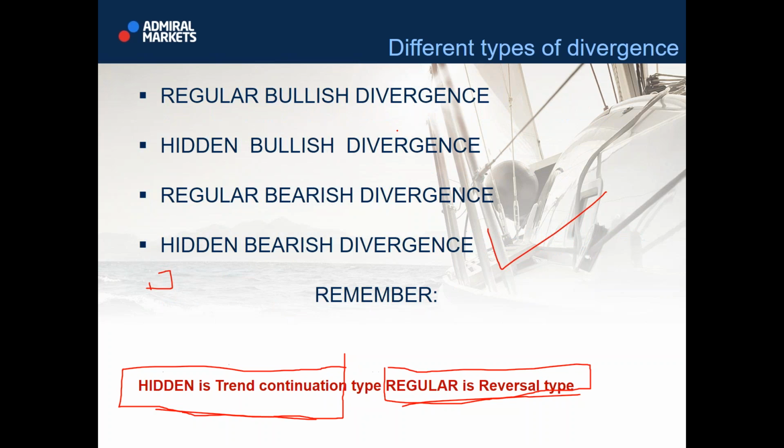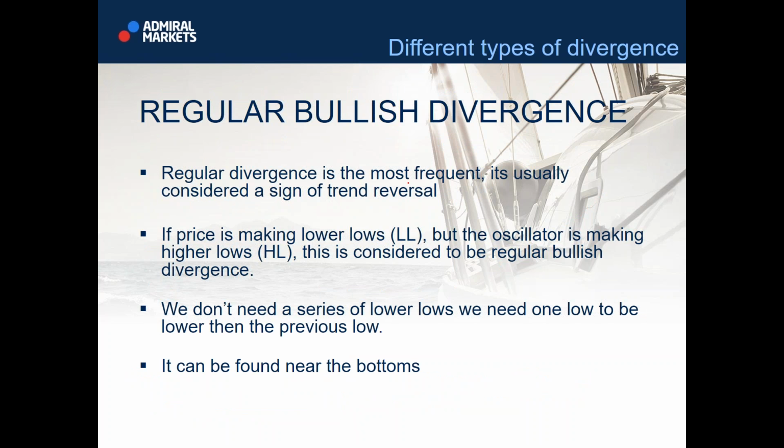So regular bullish divergence is the first divergence shown. Regular divergence is the most frequent. It's usually considered a sign of trend reversal. If price is making lower lows, but the oscillator is making higher lows, this is considered to be regular bullish divergence. We don't need a series of lower lows. We just need one low to be lower than the previous low. And we usually can find it near the bottoms. So it's very important for you to understand it.